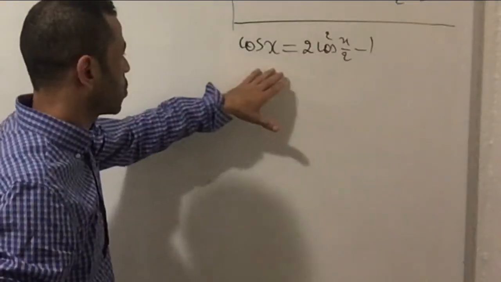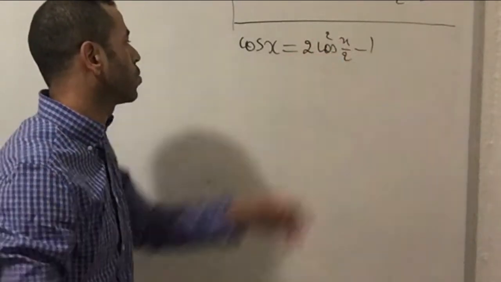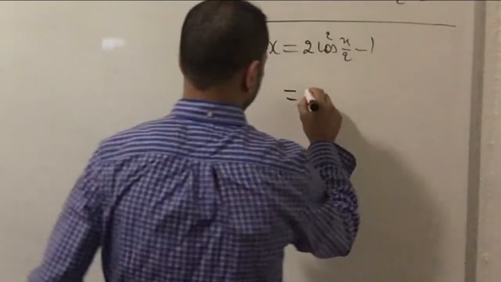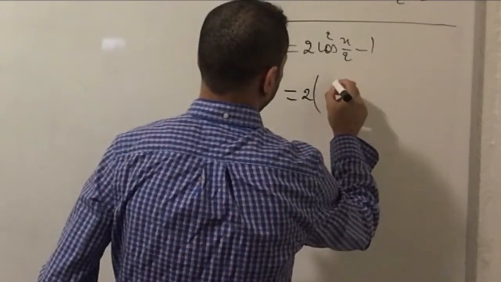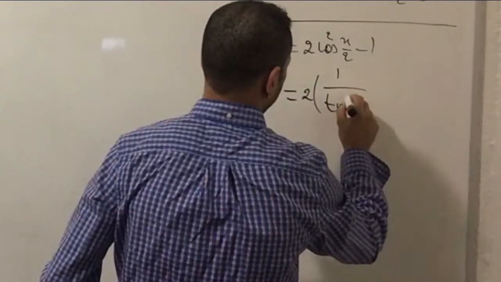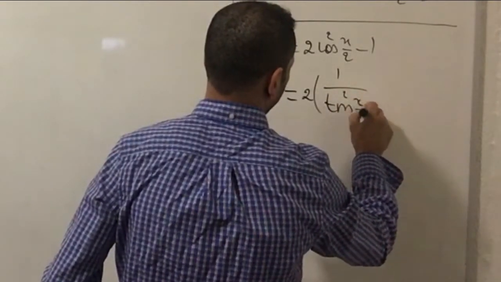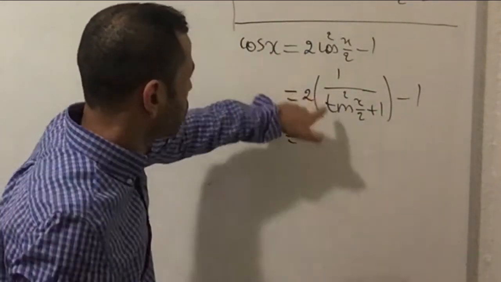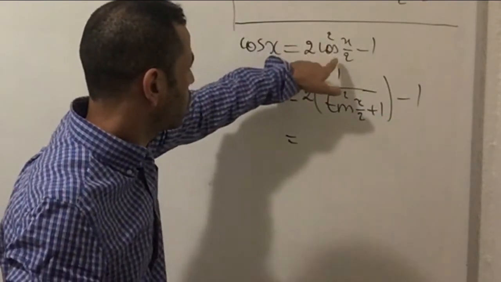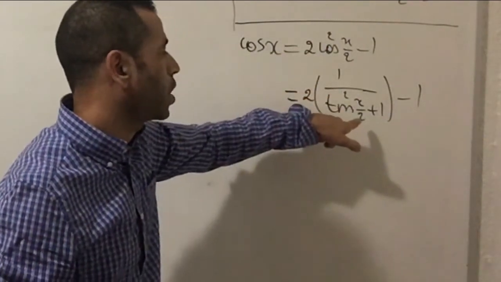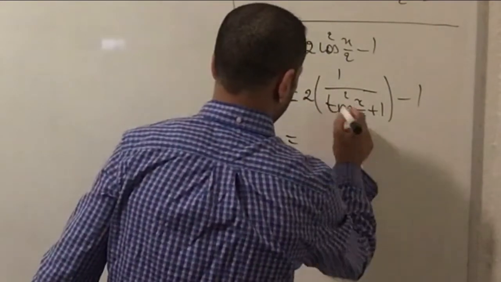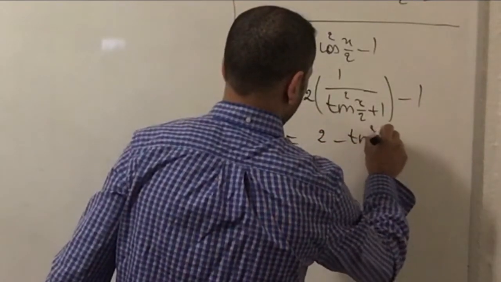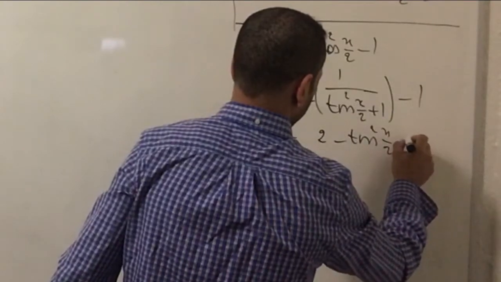cosine x. So cosine x equals 2 times cosine square x over 2 minus 1, okay? As you know, cosine square x over 2 equals 1 over tangent square x over 2 plus 1, okay? Minus 1. So we have this one, cosine square x over 2 equals 1 over tangent square x over 2 plus 1, okay?